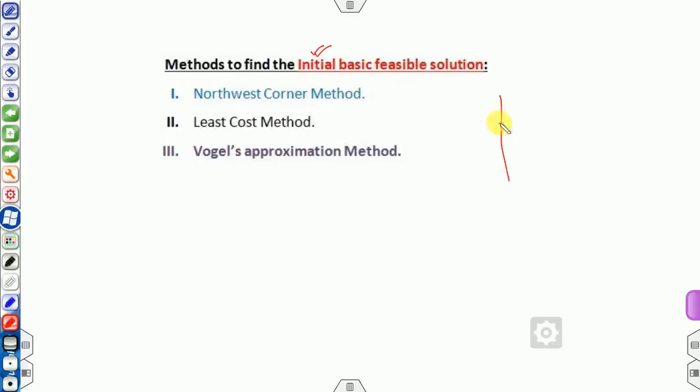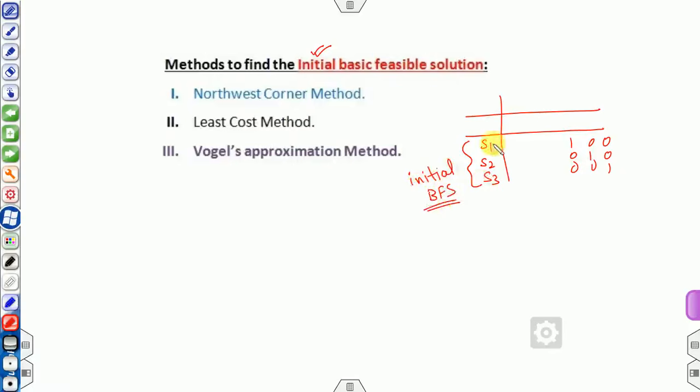Remember, whenever you solve with the simplex method, you start with S1, S2 or S3, here 1 0 0, 0 1 0. These are called the initial BFS. If you remember the simplex method lectures, these are the initial BFS. The same applies to the transportation problem: how do you find the initial BFS? There are several methods, but generally the three most important ones are the northwest corner method, the least cost method, and the Vogel approximation method. Vogel approximation method is also pronounced as VAM.